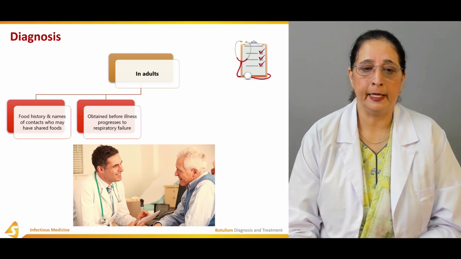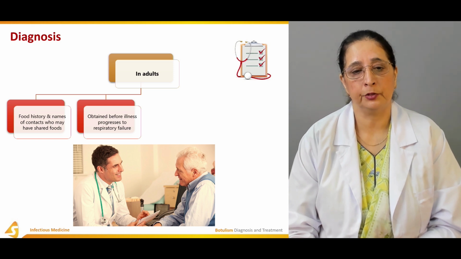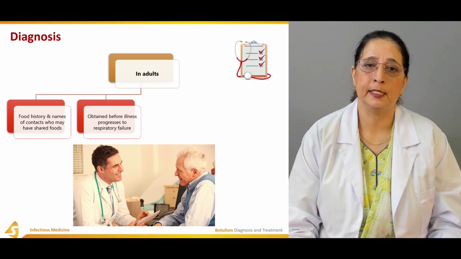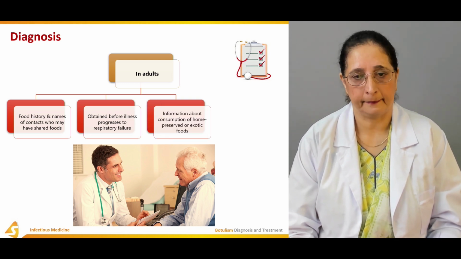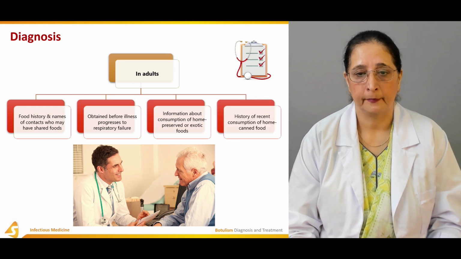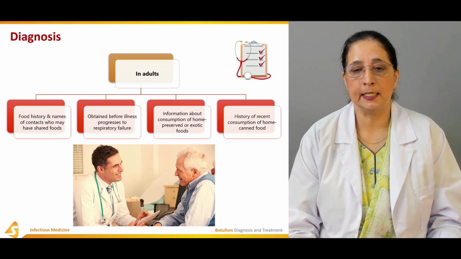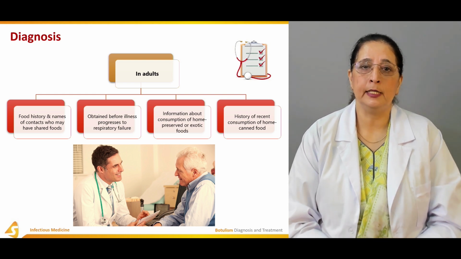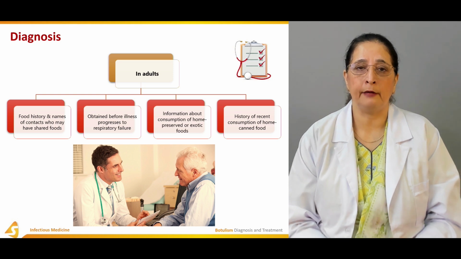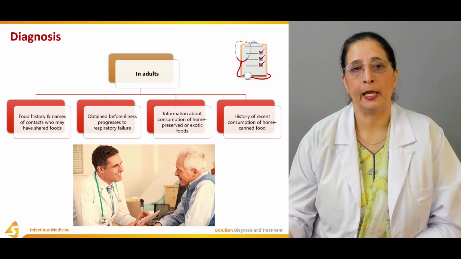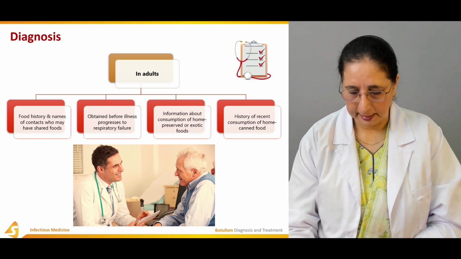This should be obtained before illness progresses to respiratory failure, because respiratory failure can be very serious and even lead to death. Information about consumption of home preserved or exotic foods. History of recent consumption of home canned food. So in adults, all these factors are important, and we should ask these questions in the history taking that will help lead us to the diagnosis.